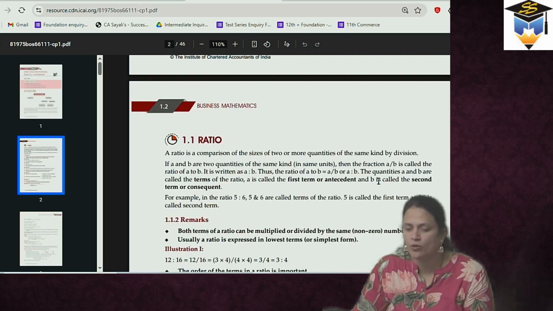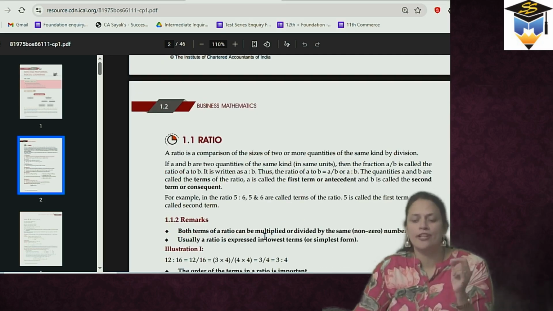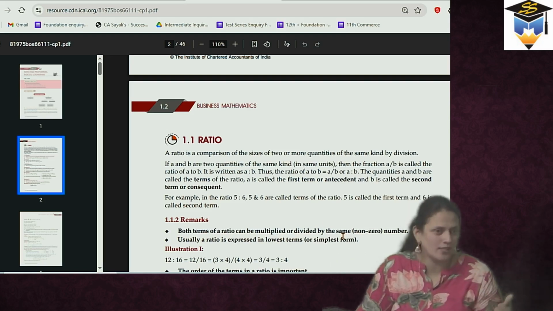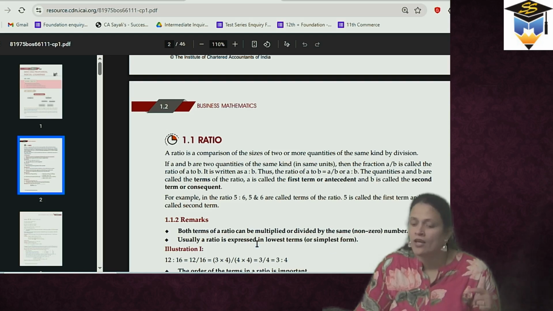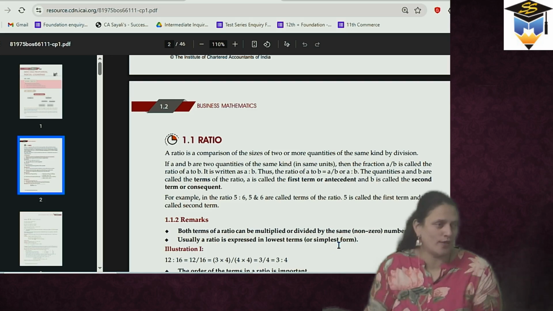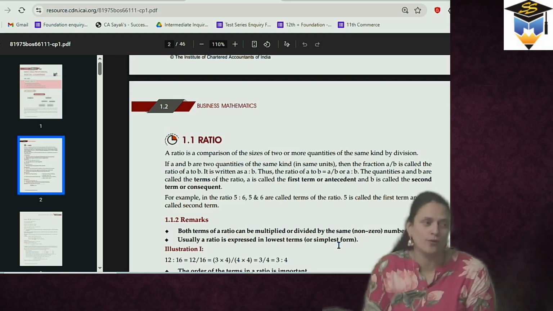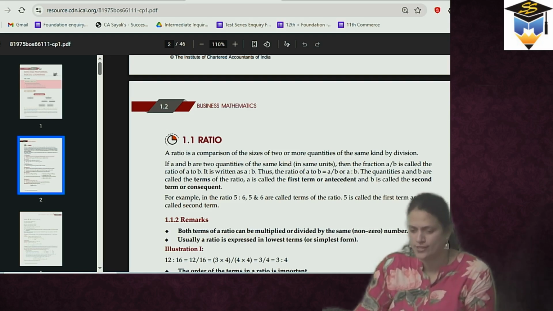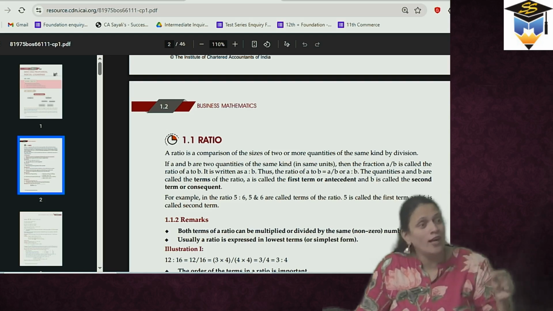Now here they have said something in the module itself. Both terms of a ratio can be multiplied or divided by the same non-zero number. This we all know. Up to 10th standard we have done these types of problems. And usually a ratio is expressed in the lowest form. So I also showed how to convert a particular fraction or ratio to the lowest form.